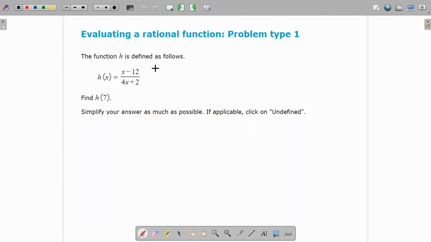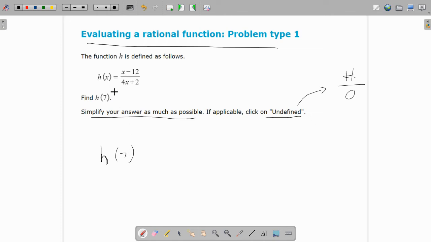Okay. So evaluating a rational function. So simplify your answer as much as possible. If applicable, click undefined. So undefined is whenever we get a number over 0, because you cannot divide by 0. That gives you an error. Okay, so h of x. So h of 7, we're just plugging 7 in for both x's. Wherever you see an x, you plug in your 7. So 7 minus 12 over 4 times 7 plus 2. Now do the top and bottom separately because they don't want a decimal here. They want a fraction.